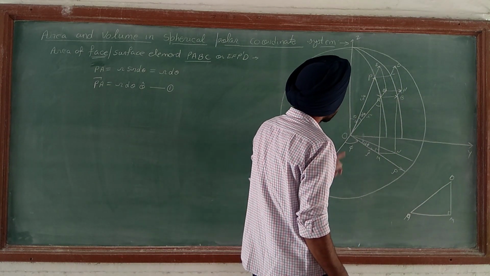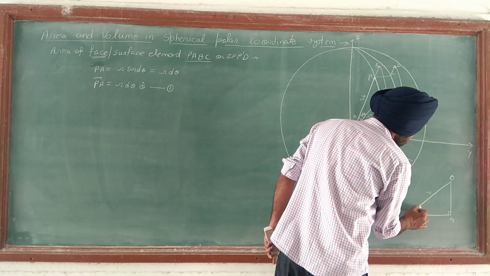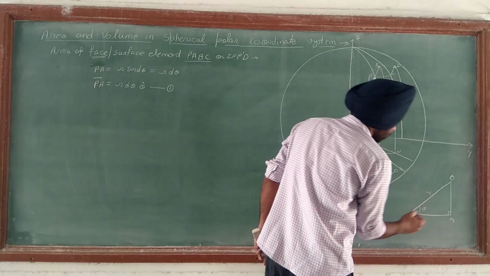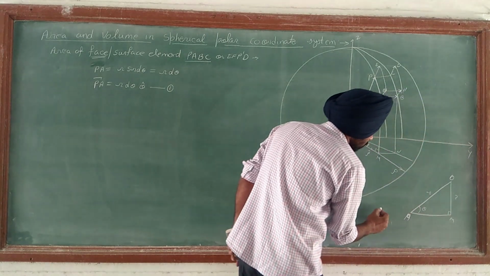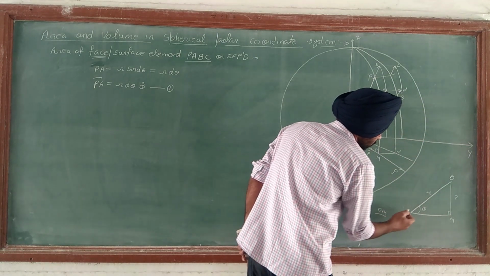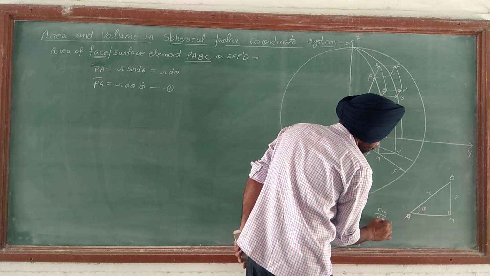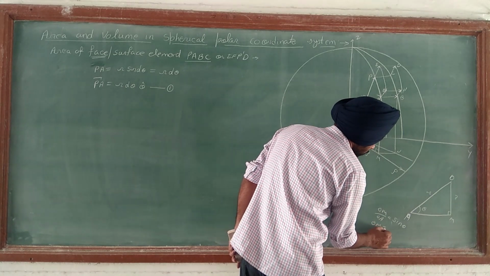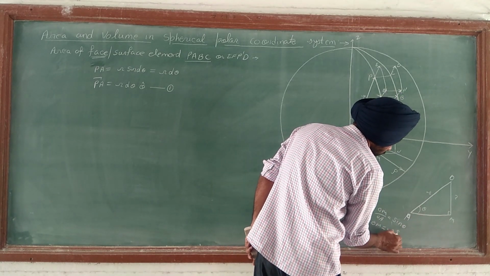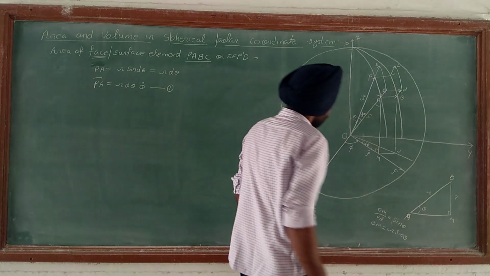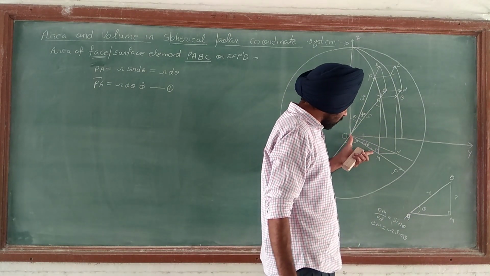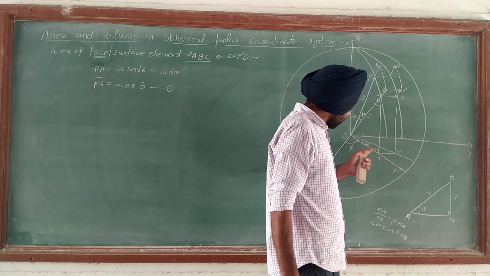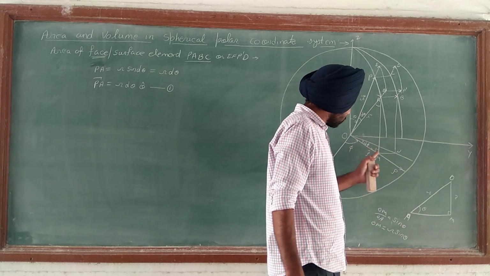So we know this OA is R and this angle is θ. We are interested in finding this OM. OM upon the hypotenuse OA is sin θ. So we can write OM equal to OA sin θ. Now, if this OM is R sin θ, then this ON is also R sin θ. So now this is again a circular arc.